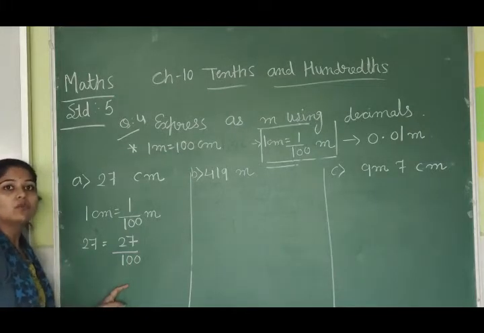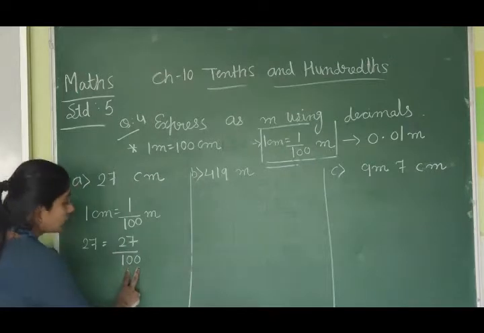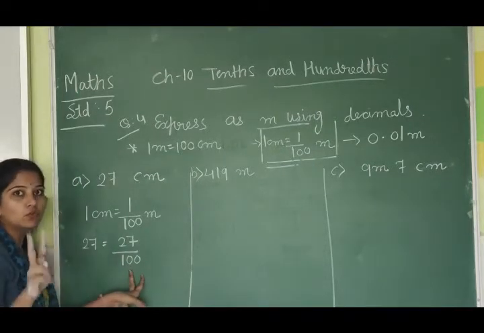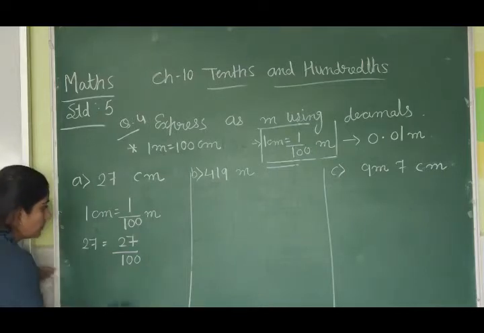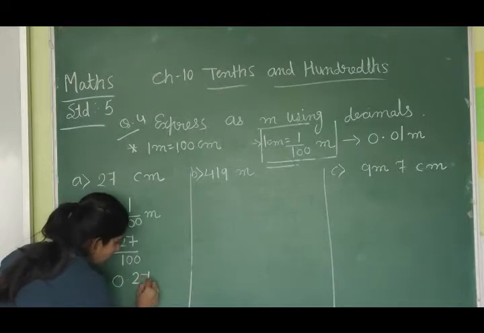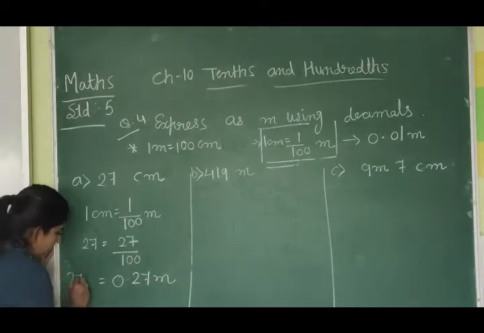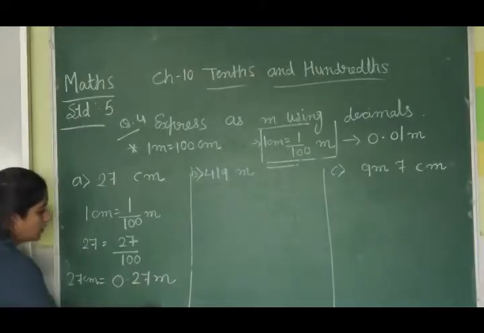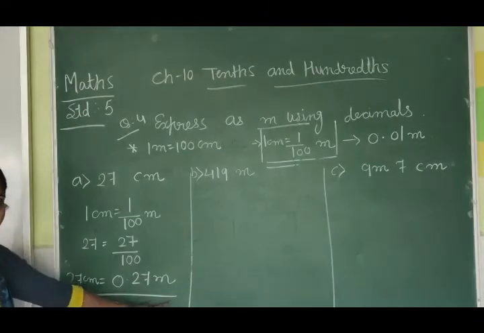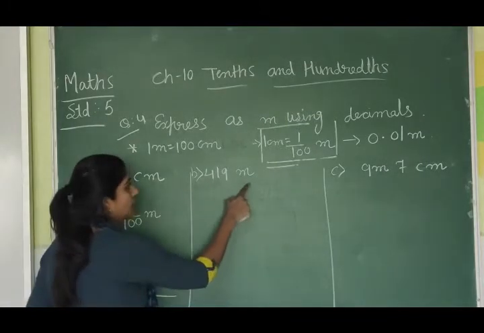Now you know how to convert fractions into decimal form. There should be 2 digits after the decimal, because there are 2 zeros here. So 0.27 meter. So the final answer is 27 centimeter is equal to 0.27 meter.